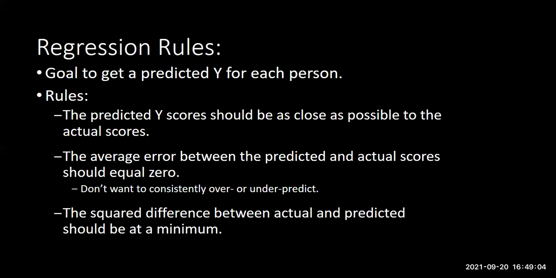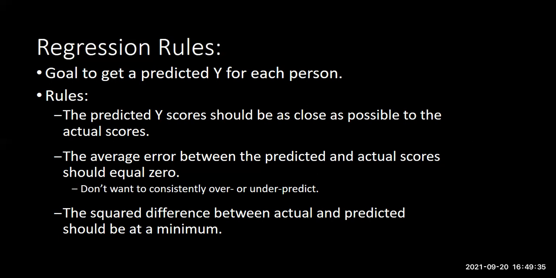Another rule is that the average error between the predicted scores and the actual scores should equal 0. That just means I don't want to constantly be guessing that my coffee is 190 degrees, because I know that's going to be wrong. I'm always going to be overestimating how hot it is. I also don't want to be constantly underestimating how hot it is. I want to be right in the middle.